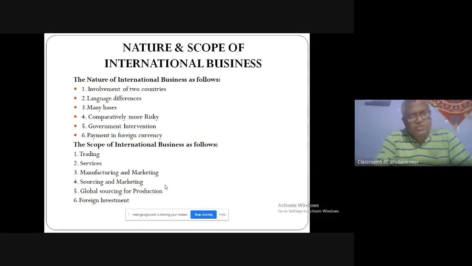My dear students, if you talk about the scope, the scopes are different. The scope of international business is trading. Not trading means there are some export houses.